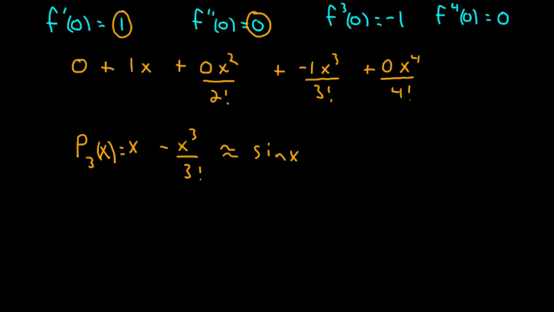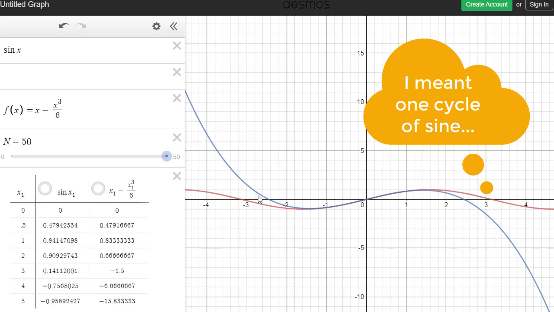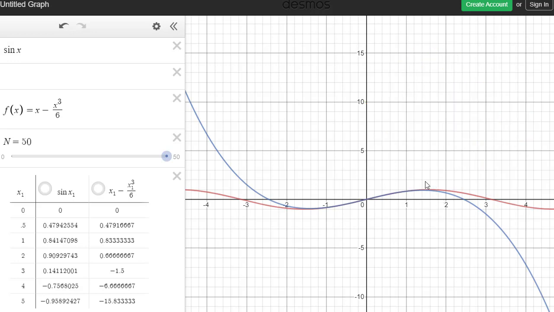Okay, so let's take a look at the graph of these things real quickly. The red curve you should recognize as a sine curve. So here's 0, here's 2 pi. You can see one cycle of sine. And then the blue represents my third degree polynomial, which you can see looks pretty close to the sine curve as long as we're right around 1.5 radians and negative 1.5 radians.